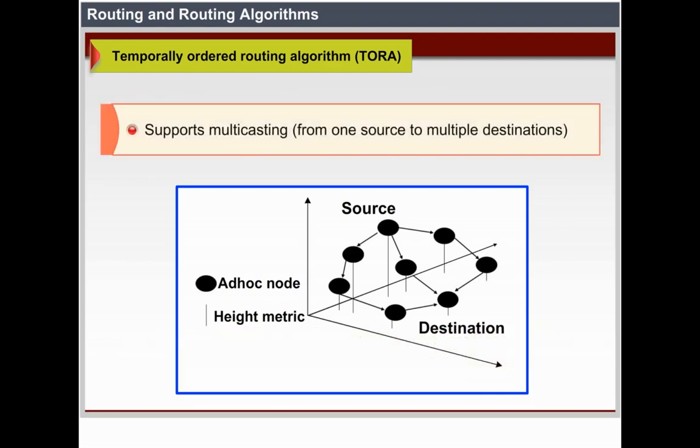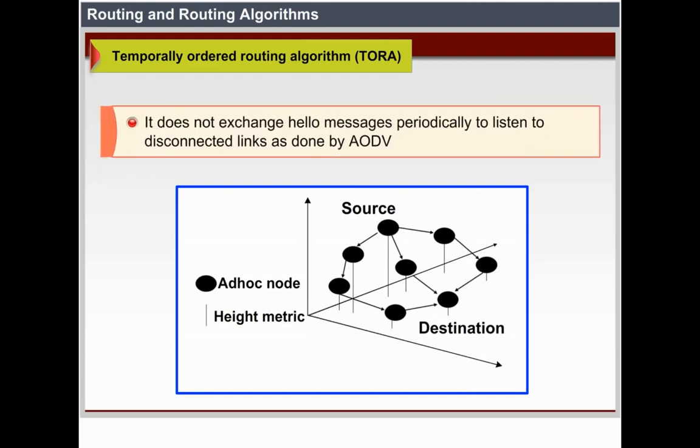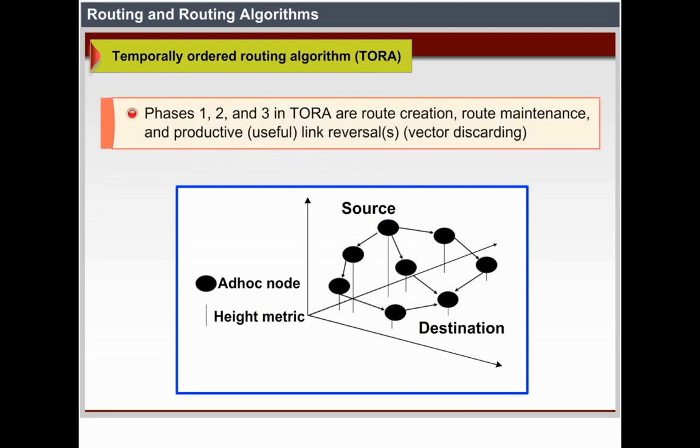It supports multicasting from one source to multiple destinations. Unlike AODV, but similar to DSR, TORA supports unidirectional links and also provides multiple routing paths. It does not exchange hello messages periodically to listen to disconnected links as done by AODV. Phases 1, 2 and 3 in TORA are route creation, route maintenance, and productive useful link reversals, vector discarding.